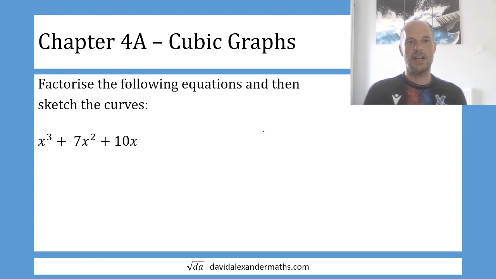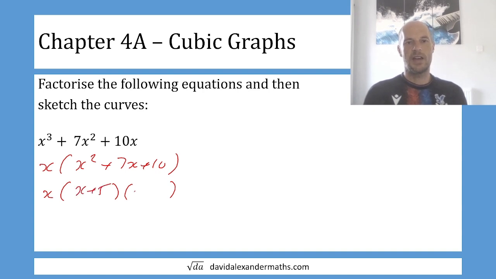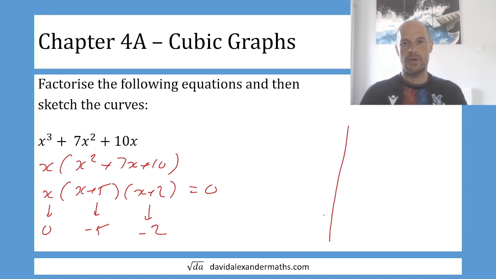Factorise the following equation and then sketch the curve. Okay, so I can factorise this by taking out an x, and that will leave me with an x squared plus 7x plus 10, and the x squared plus 7x plus 10 will go to double brackets, so x plus 5, x plus 2. So if we set it all to 0, we're going to get a solution of 0, -5, and -2.